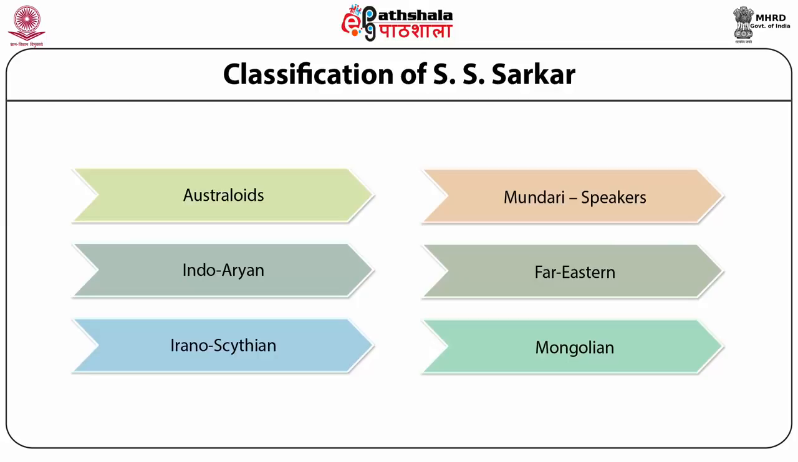According to Sarkar, at one time the Australoids were widely distributed throughout India and they formed the earliest substratum of the population of India. The Australoids are short-statured people having dark complexion. Their head is dolichocephalic and nose is platyrrhine. Their hair is wavy.